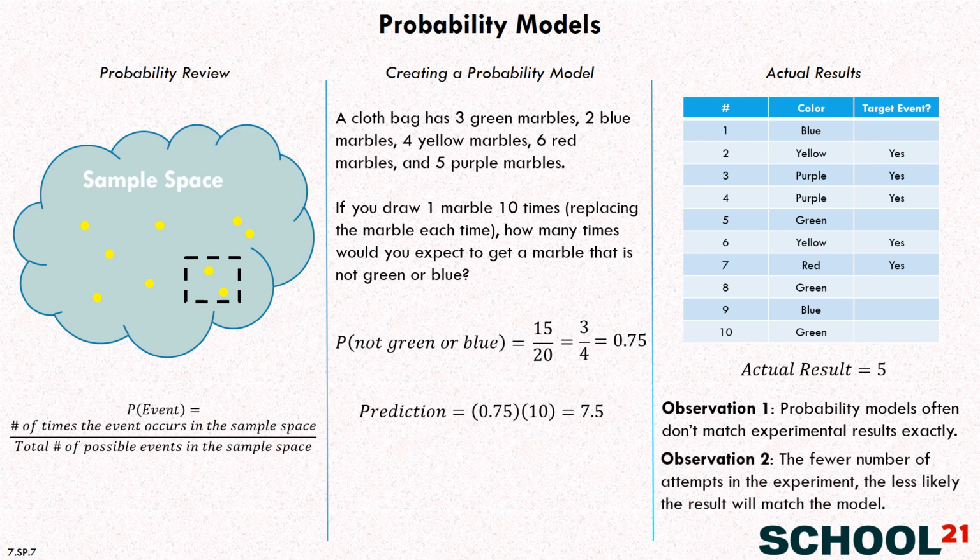And then a second observation here, we only pulled 10 marbles out. If we'd pulled 1,000 marbles out, it would be a lot closer to the predicted result. So the second observation here is the fewer number of attempts in the experiment, the less likely the result will match our model very closely. Okay, so that's how you use probability models.